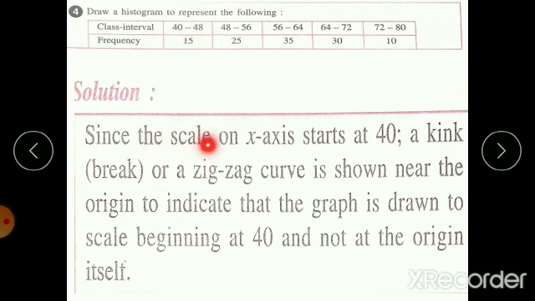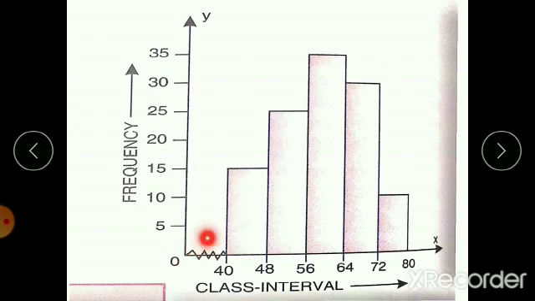Since the scale on the x-axis starts at 40, a break or a zigzag curve is shown near the origin to indicate that the graph is drawn to scale beginning at 40 and not at the origin itself. You can draw a zigzag curve and then start from 40, 48, 56, 64 like that. You have to see the frequency and draw the rectangle. For 40 to 48 the frequency is 15, so along 15 you have to draw the rectangle.